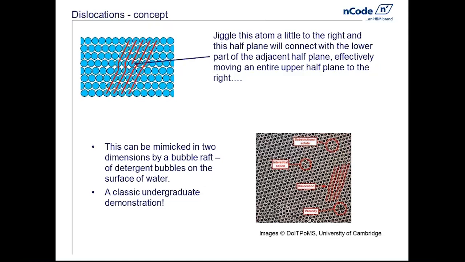There is a classic demonstration of this, known as the bubble raft, and I've included a picture of that below. In that you can see outlined a dislocation and the effect of having different sized atoms, which you could think of as impurities or different alloying elements therein. And you can visualize it very nicely via that route.